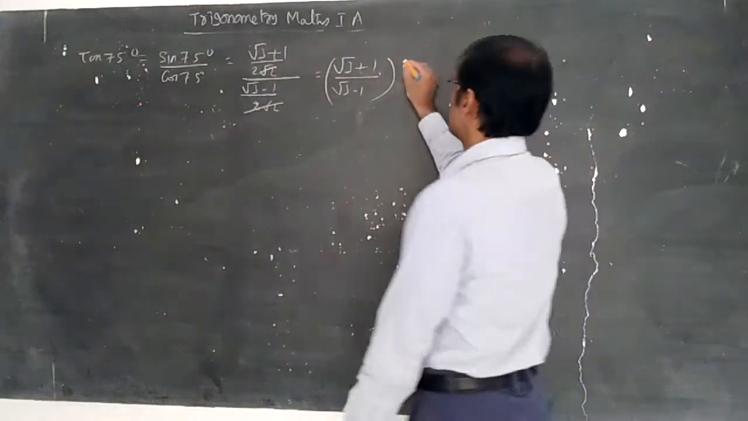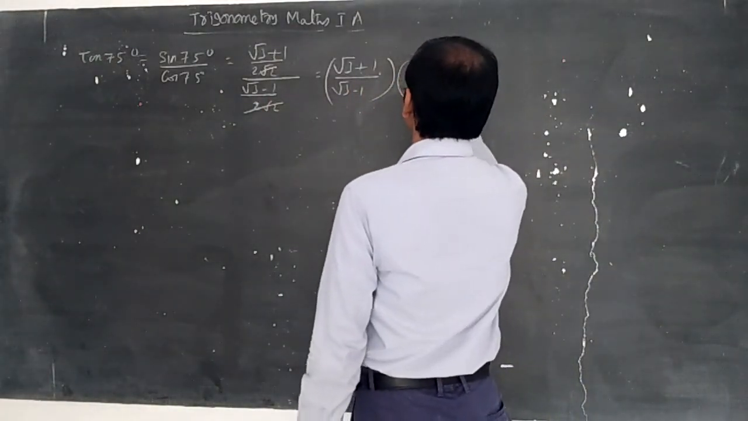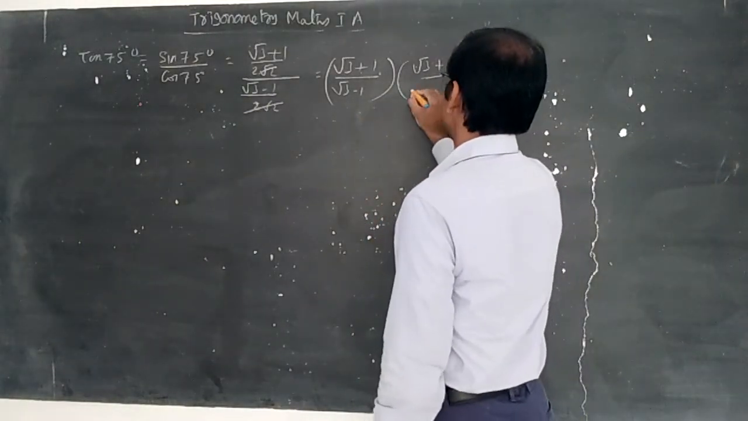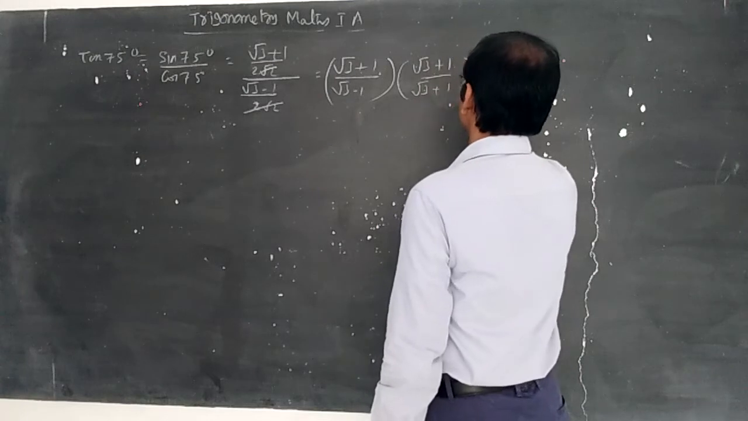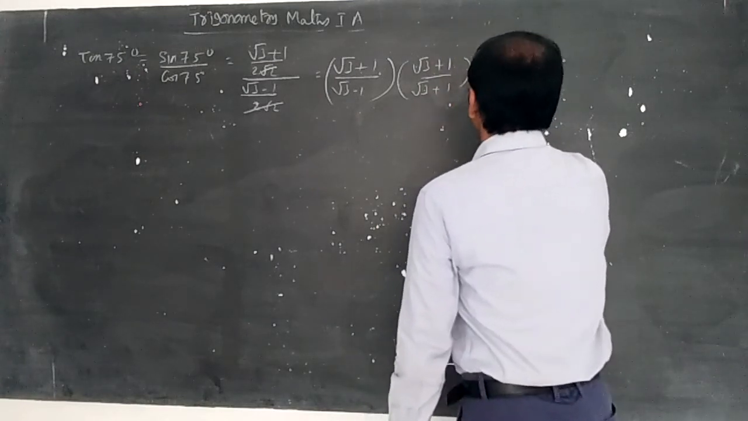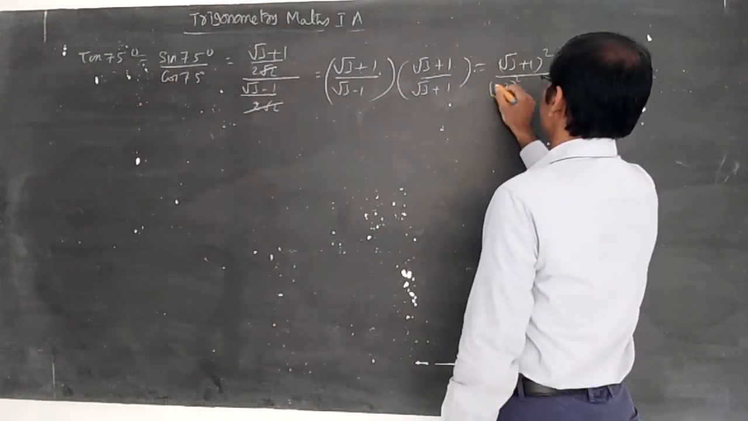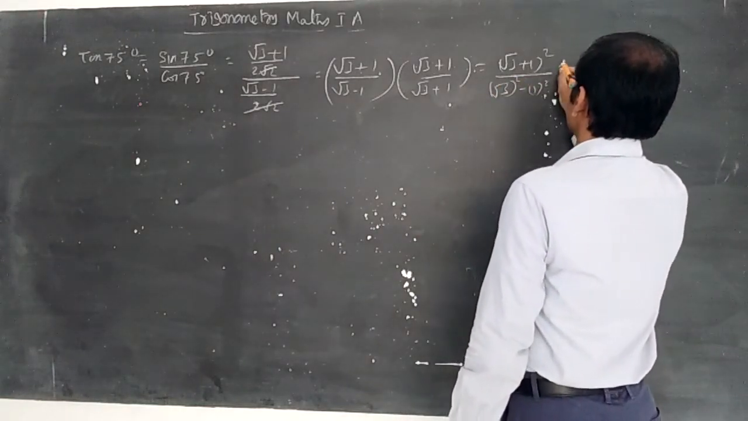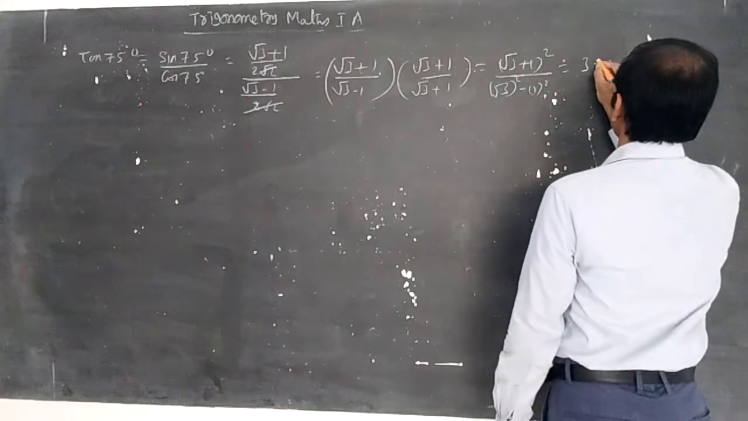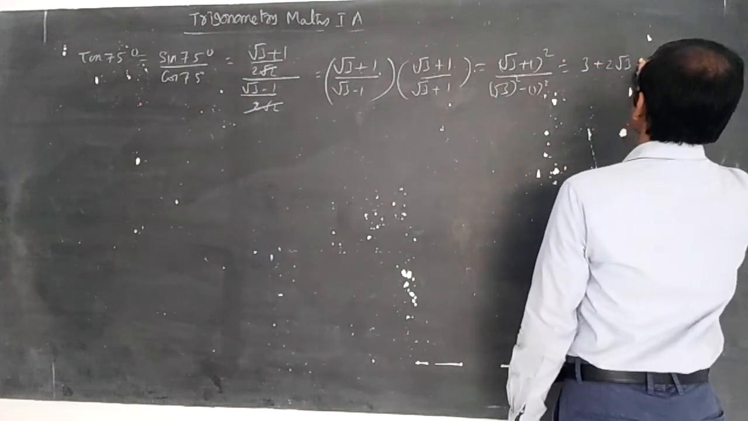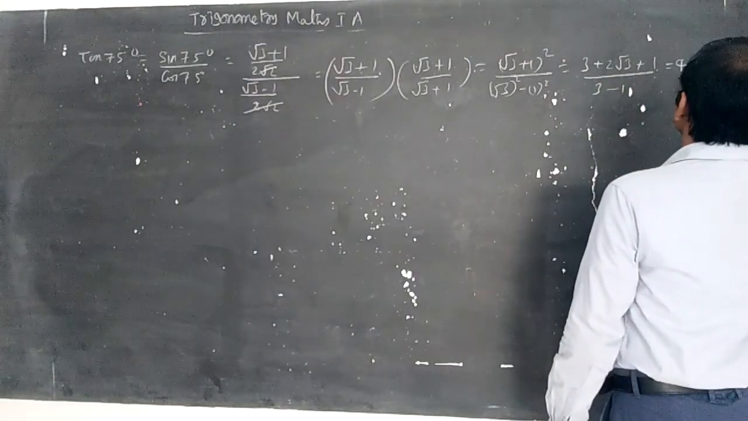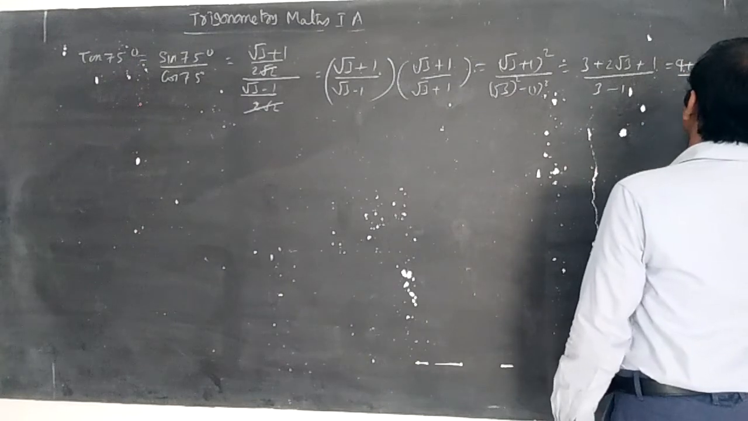Rationalize the denominator. So it becomes opposite sign of denominator, giving root 3 plus 1 by root 3 plus 1. You can write here this is root 3 plus 1 whole square by this is formula a square minus b square. So here a plus b whole square concept. A square plus 2ab plus b square whole by 3 minus 1. So this is 4 plus 2 root 3 by 2.